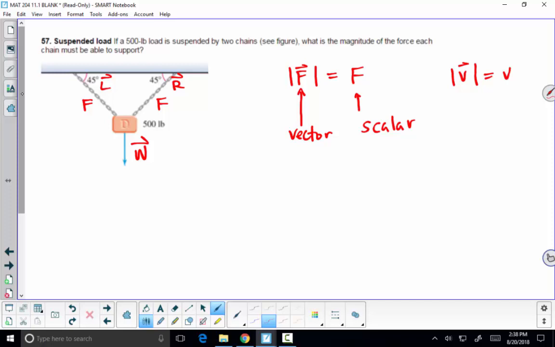Anyone know the unit of mass in our imperial system? Slug. Oh yeah, that was fast. Everyone know that? Unit of mass in the imperial system is a slug. You actually mentioned it in Calc 2, I believe. Oh, did we talk about slugs in Calc 2? I think so. All right.